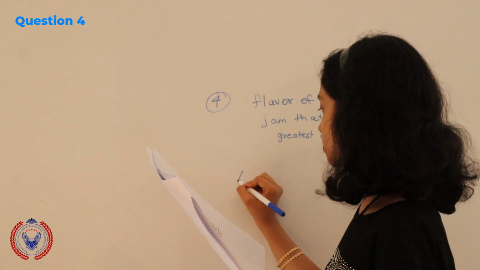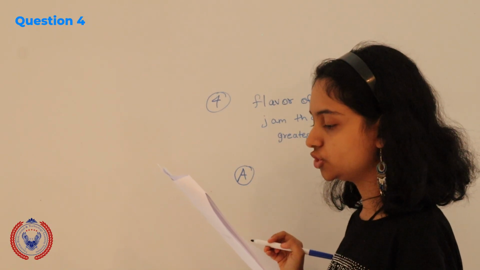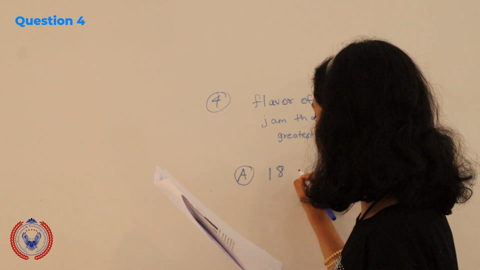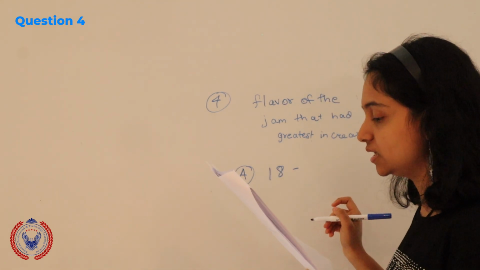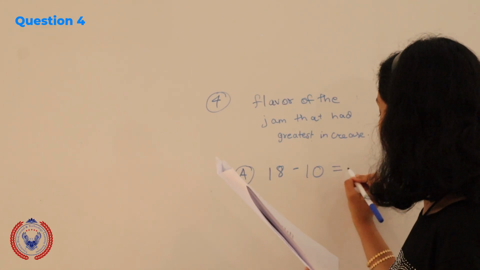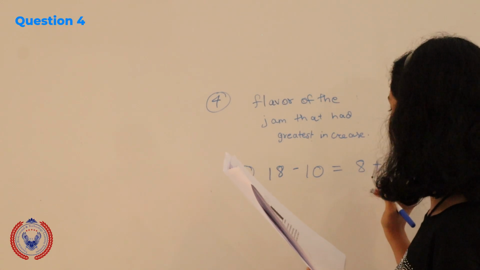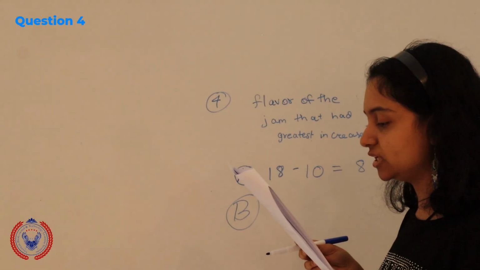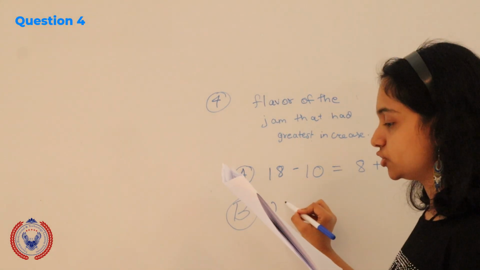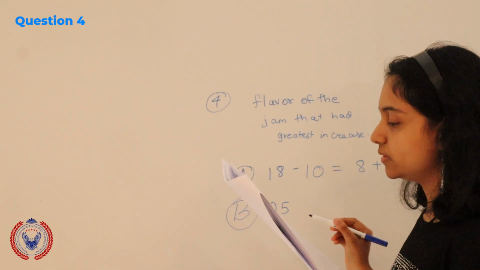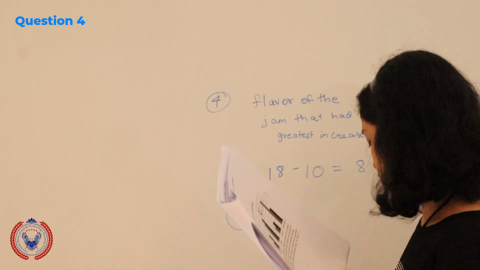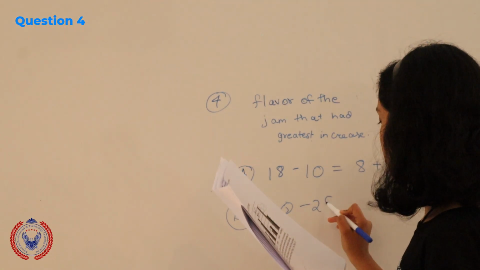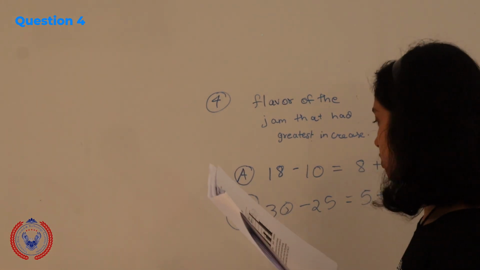Now, let's look at each option. A, the A graph clearly shows me that the year 2 graph has 18 jars sold, and the year 1 of the blueberry had only 10 sold. So I know that there is an 8 increase from year 1 to year 2. Let's look at B. In B, I know that there were 25 sold initially, and then there were 30 sold the year after. Hence, that would be 30 minus 25, which is an increase of 5 jars.